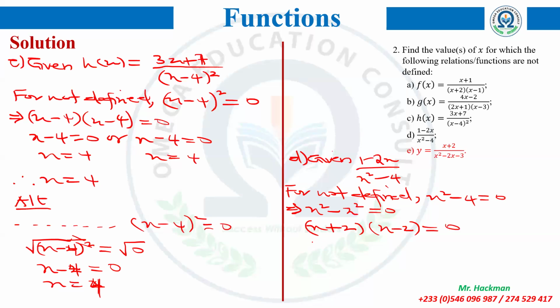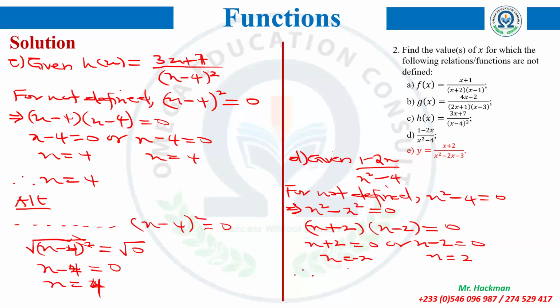Here, what do you do? You set each of the factors to 0. So x plus 2 will be equal to 0, or x minus 2 will be equal to 0. Then you solve for your x. X here will be equal to minus 2, and x here will be equal to 2. Is that clear? Then you comfortably draw your conclusion.